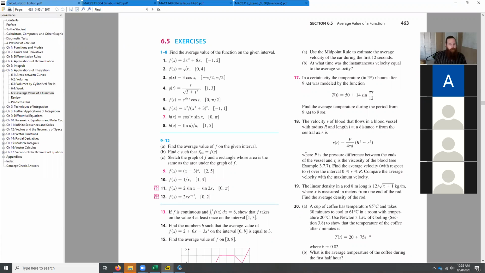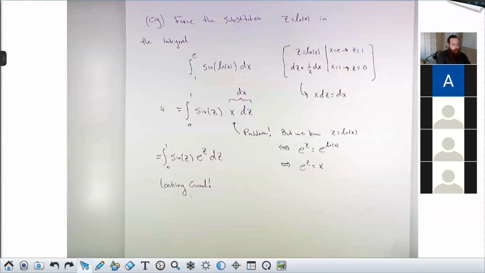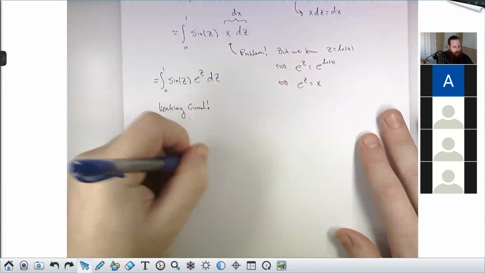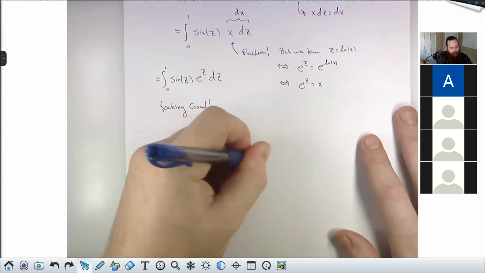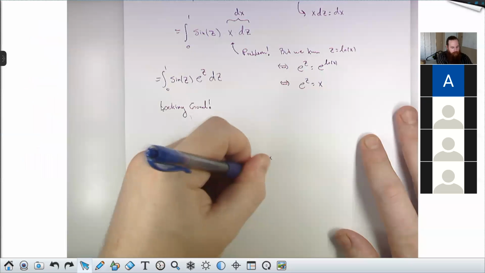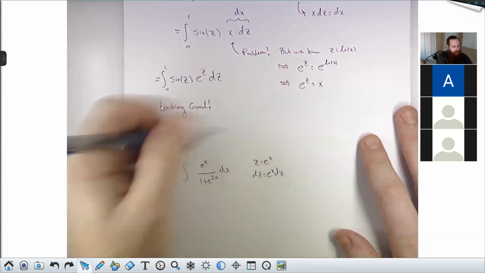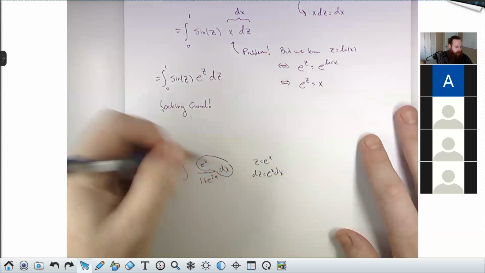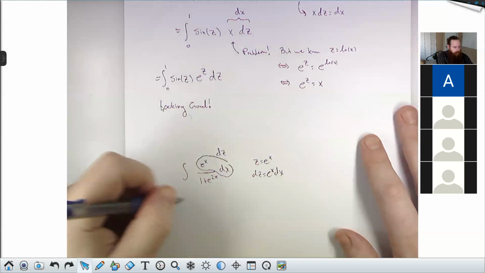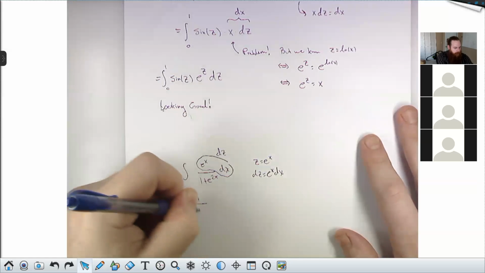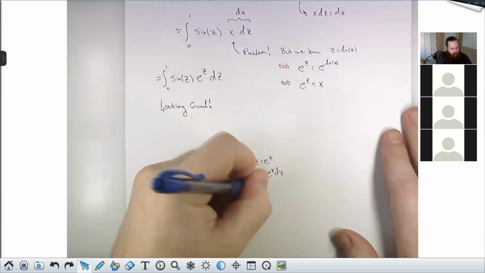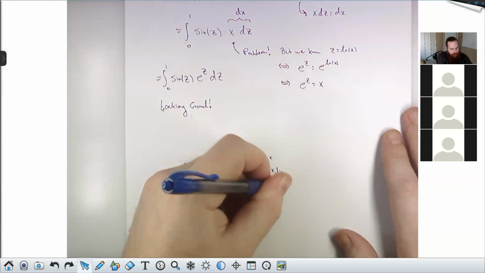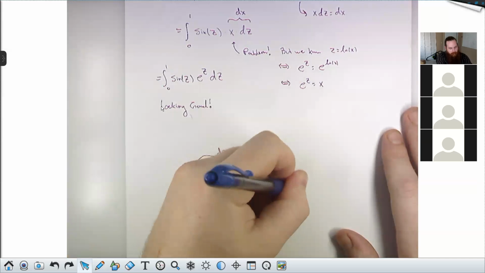Alex, what would have been a better substitution for the previous problem is just e to the x. Yeah, the way you do the integral of e to the x over 1 plus e to the 2x dx is you let z be e to the x. So dz is e to the x dx. So this piece right here, this is your dz. And then you rewrite as 1 over 1 plus z squared dz, because e to the 2x is e to the x squared is z squared.